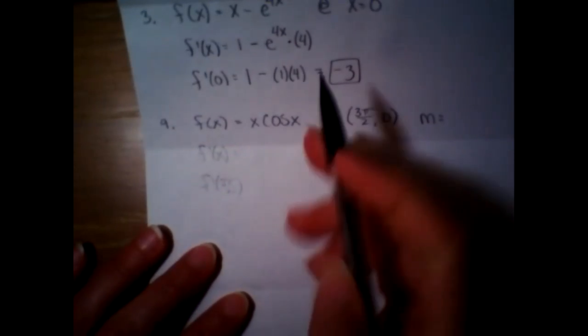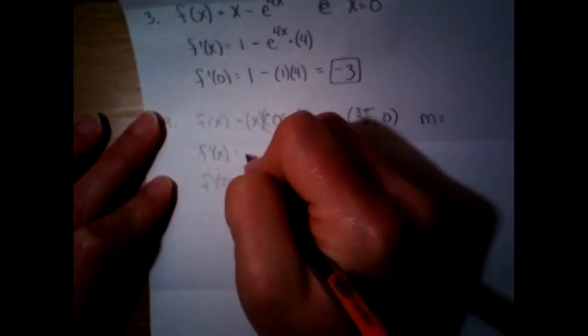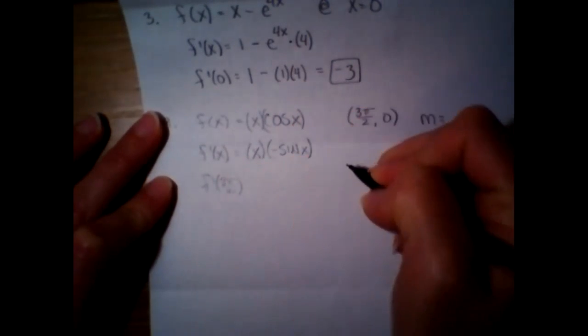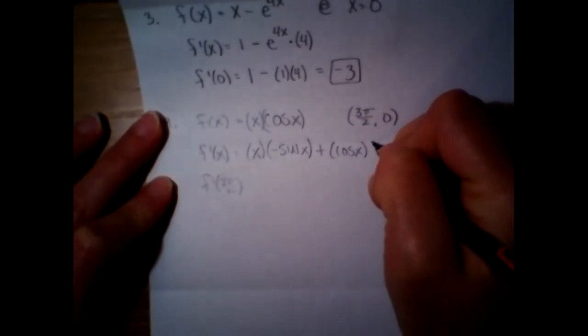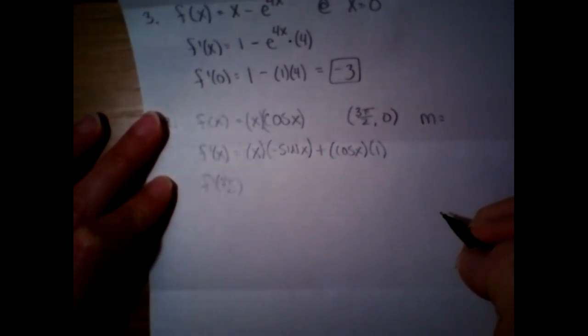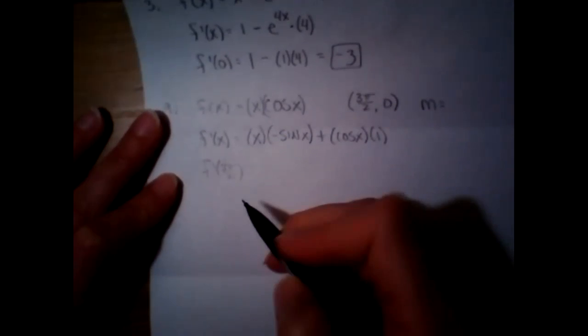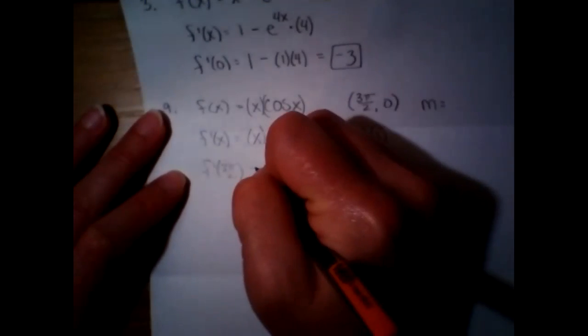So this is going to be a product rule. And so it is the first function times derivative of the second, which would be negative sine, plus the second function times derivative of the first, and derivative of x would just be 1. And so we're going to plug 3 pi over 2 in for x. So this first part would just be 3 pi over 2.